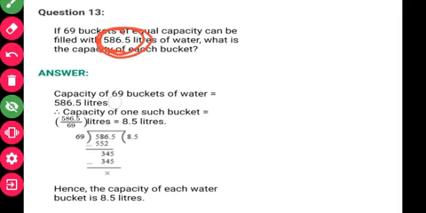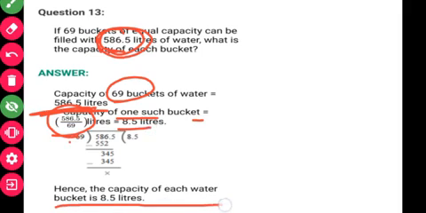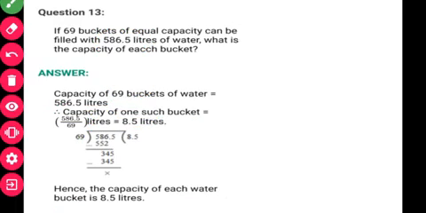So the capacity of 69 buckets of water is equal to 586.5. Therefore the capacity of one such bucket is equal to 586.5 upon 69 liter. So divide this, you'll get 8.5 liters. So hence the capacity of each water bucket is 8.5 liter. Understand?